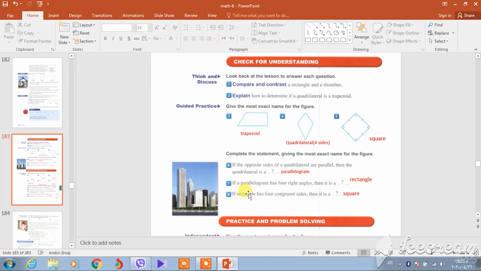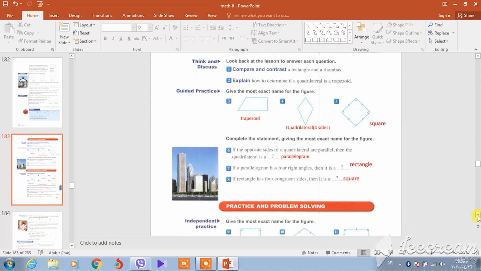Question 8, if a rectangle has four congruent sides. We have a rectangle, but we have four congruent sides for this rectangle. What type of quadrilateral is it? This is a square, student. The answer is a square.